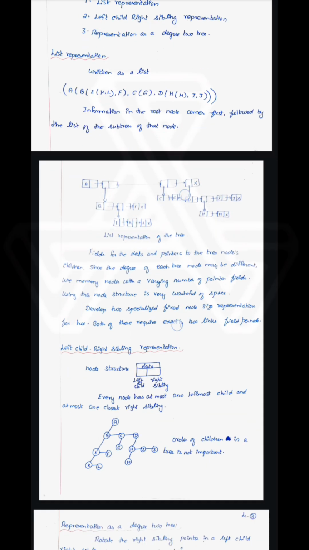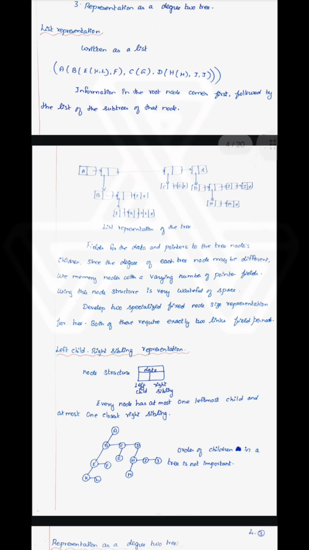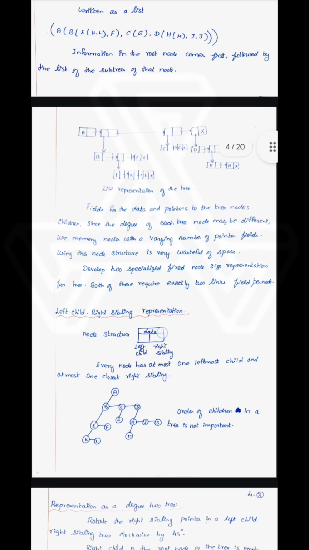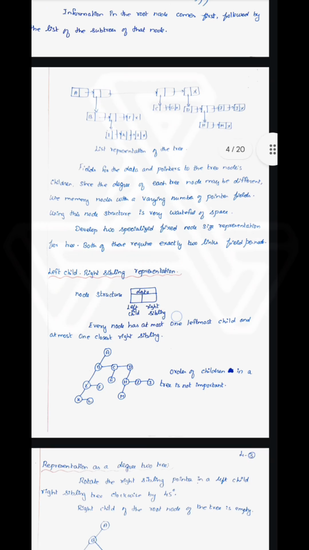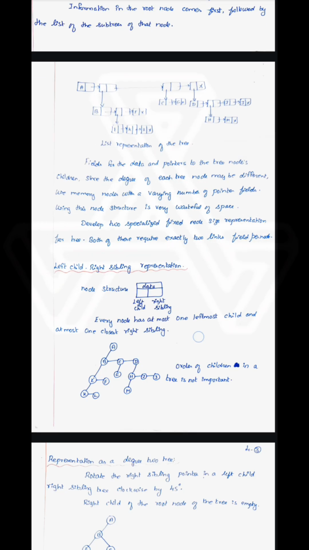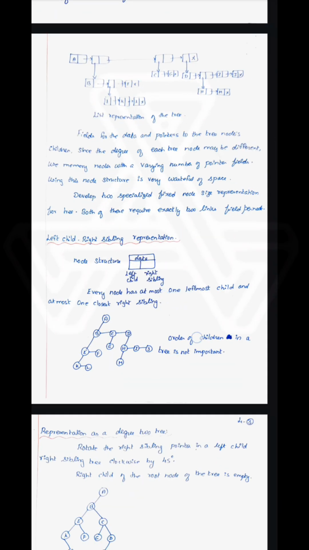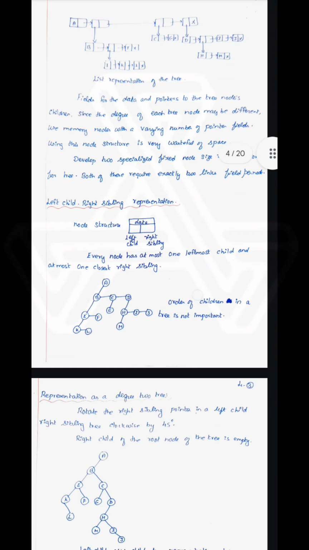Then the figure for the data and pointers to the tree nodes' children. Since the degree of each tree node may be different, using memory nodes with a varying number of pointer fields, this node structure is very wasteful of space. So two specialized fixed node size representations for trees were developed. Both of these require exactly 2 link fields per node.